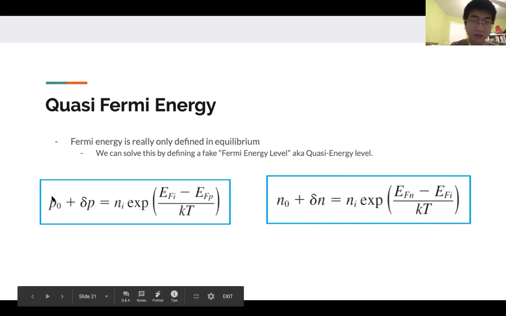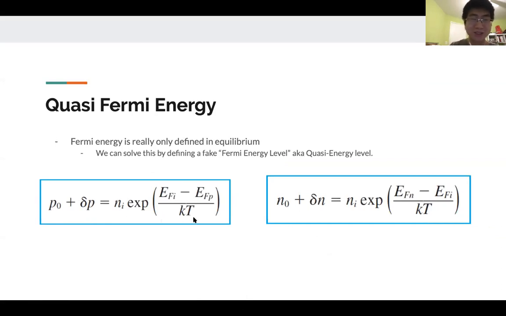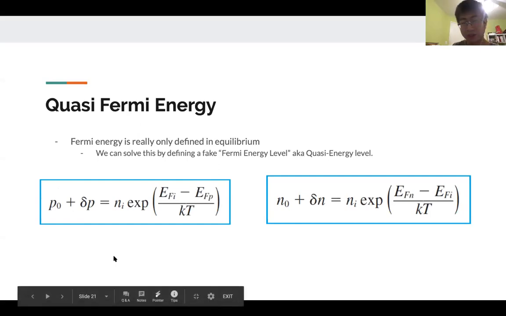Basically, what we do is we kind of just cheat, right? We use the same equations we did before for the thermal equilibrium case, except we replace the actual Fermi level with the quasi-Fermi level, and we replace the holes in equilibrium with the holes in equilibrium plus the excess carriers.